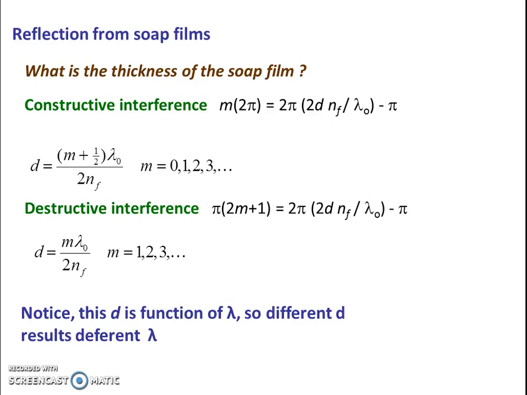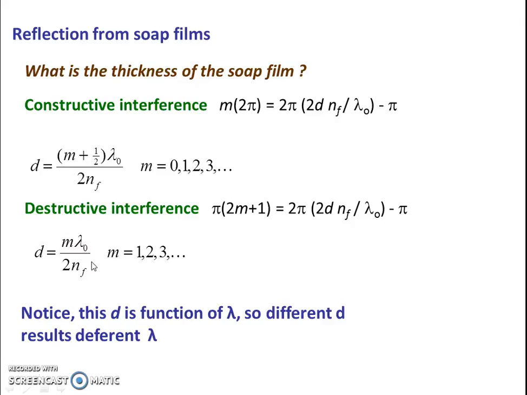of that soap film, and we can easily estimate the thickness required for the constructive interference of the soap films, which is nothing but d equals (m plus half) lambda 0 divided by 2nf, where m is an integer. In the same way, the thickness required for the destructive interference can be calculated here.